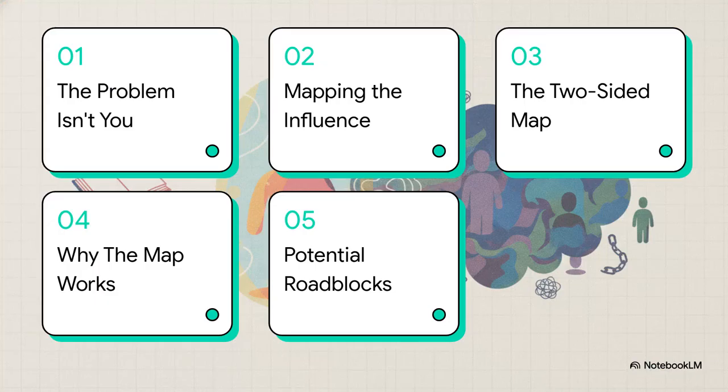So here's our game plan. First, we'll cover the core idea. The problem isn't you. Then we'll define what mapping the influence actually is. We'll look at the practical side with the two-sided map, explore why it works so well, and finally, touch on some potential roadblocks. All right, let's get into it.